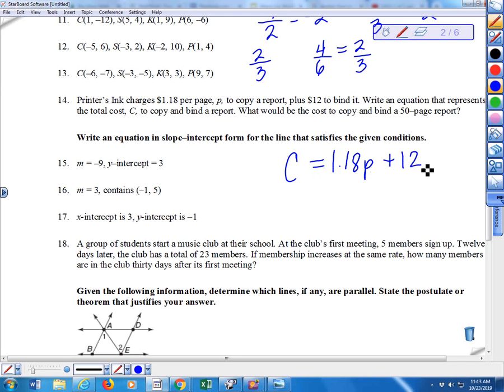Remember, the fixed cost is always your y-intercept. The variable cost is always the slope, the number in front of the variable. Okay, and then what would be the cost to bind a 50-page report? Well, I'm just going to plug 50 in here. So what's 1.18 times 50? 1.18 times 50 plus 12.